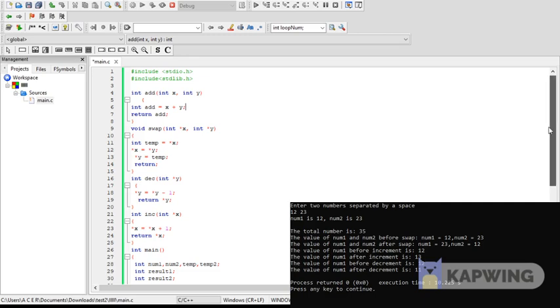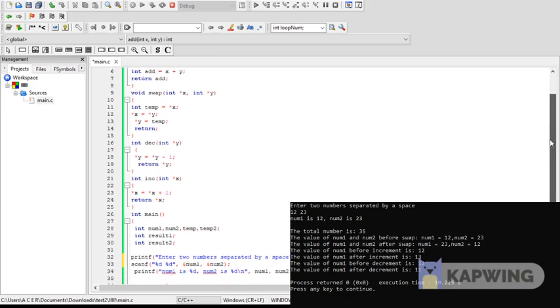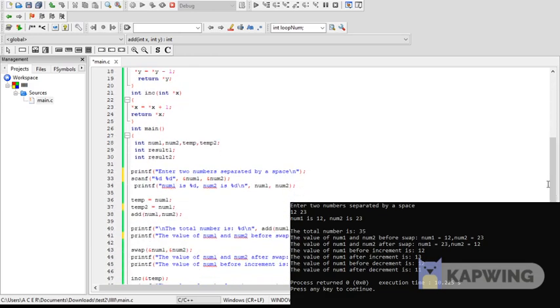So for the next one is the integer decrement. So integer decrement, whether it was swapped or before. So here, when integer decrement, y equals y minus 1. So for the increment, the value of x is x plus 1. Okay, so the integer main is integer number 1, number 2, temporary, temporary 2, integer result 1, integer result 2.